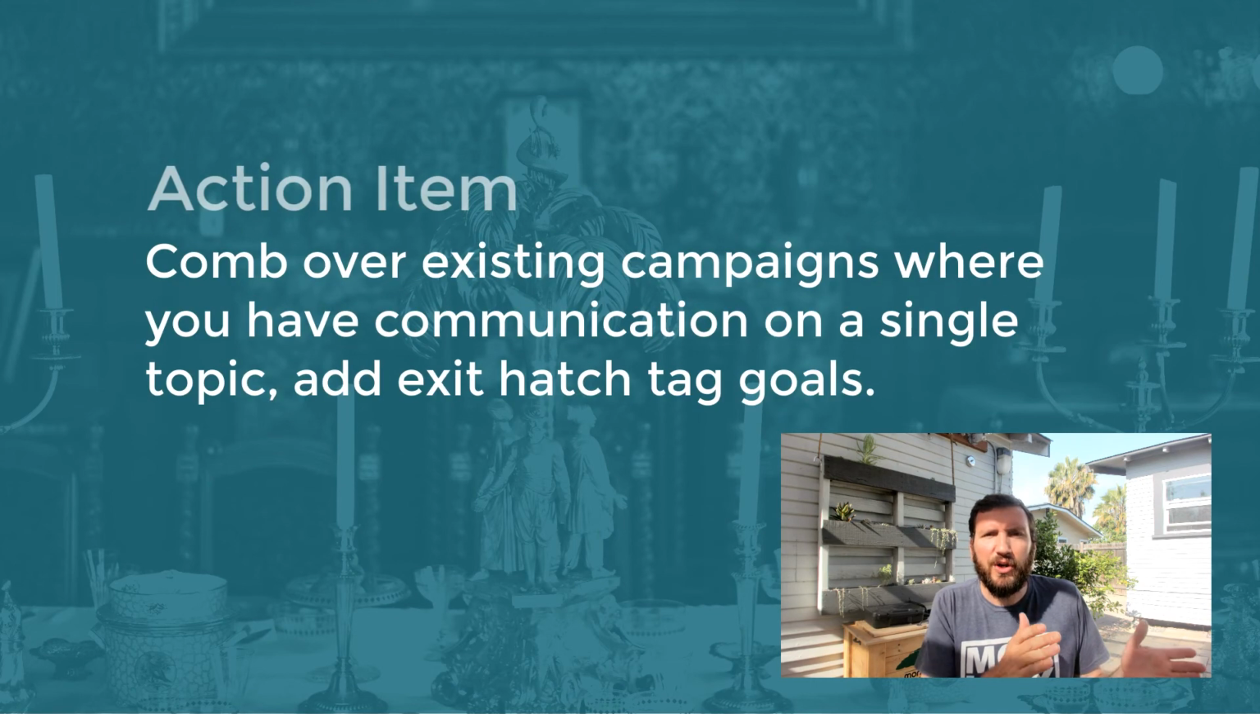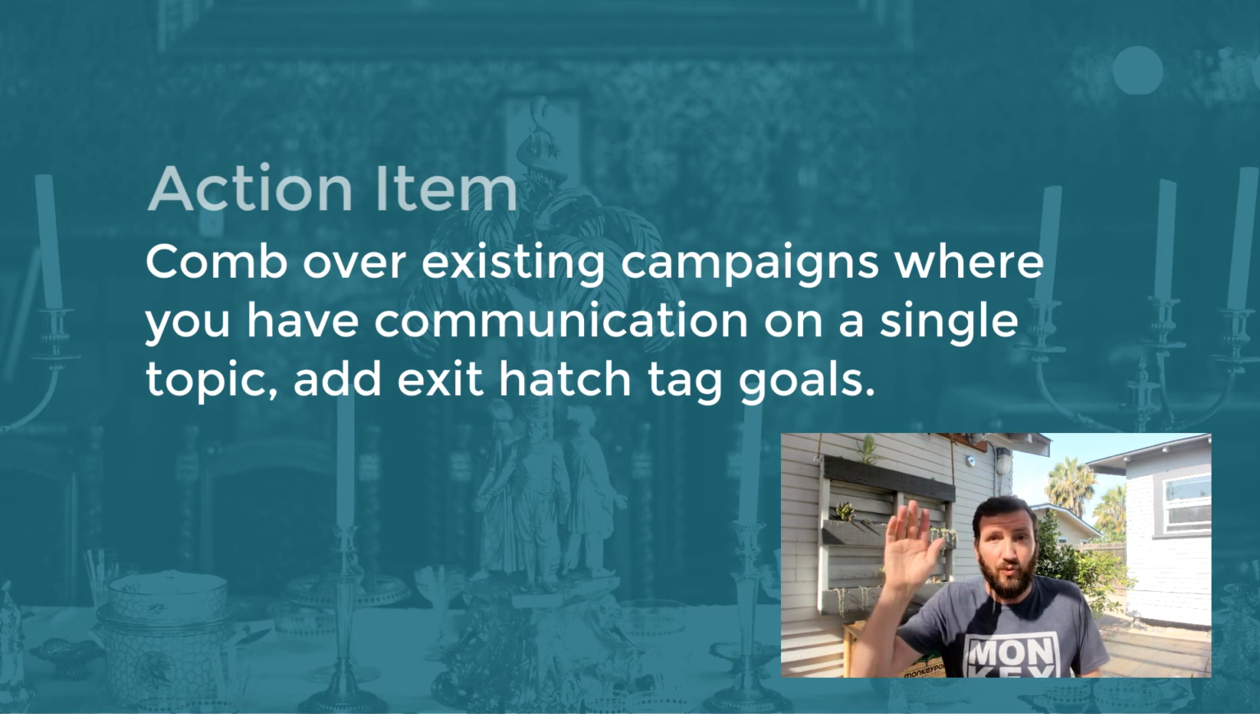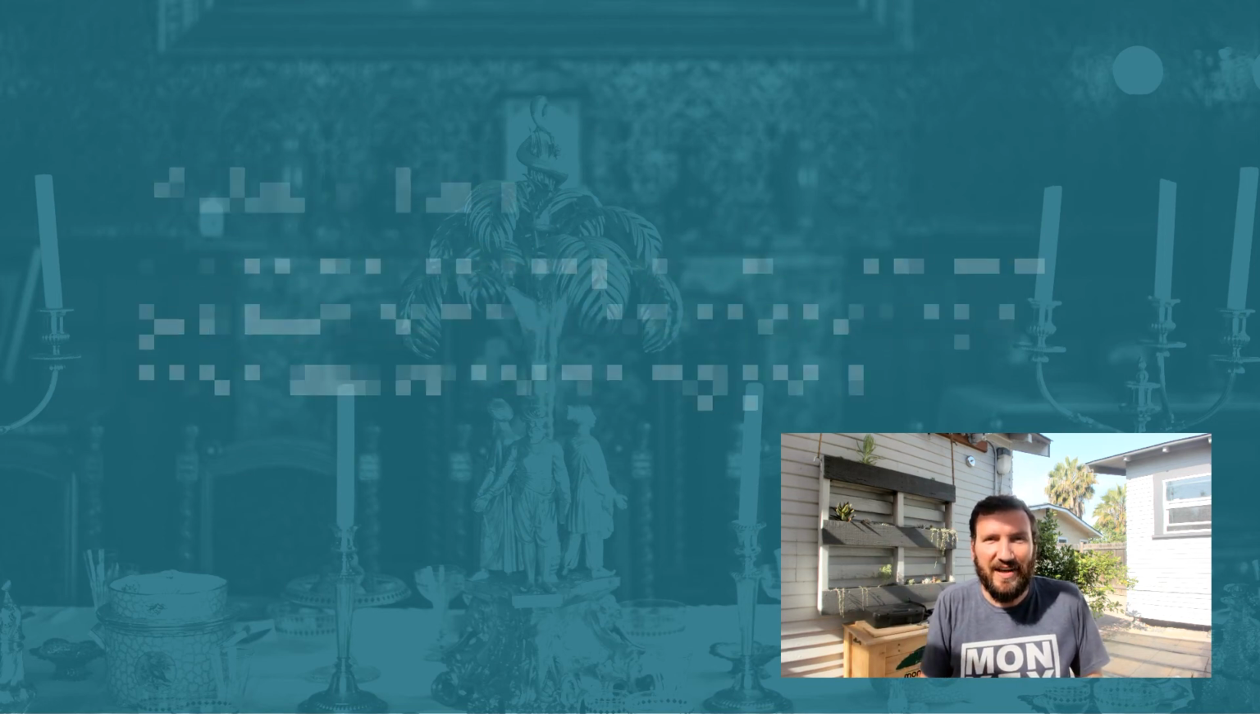So by building in unique unsubscribes or exit hatches for specific campaigns or specific sequences, you're going to create a better overall user experience. Now, the action item here is to comb over your existing campaigns. Anywhere where you have a sequence of emails or a number of communication pieces on the same topic, where you run the risk of people getting tired of hearing about that subject, you should give your contacts the ability to raise their hands and say, yeah, that's enough on this. Let's extract me from this particular sequence.